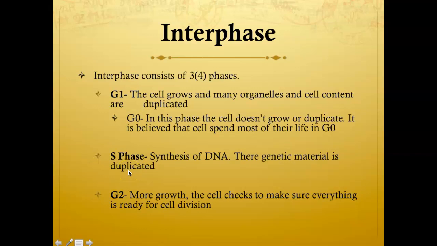S phase, S stands for synthesis of DNA, so this is where the genetic information of the cell gets duplicated. And G2, this is where more growth happens, but this is also the checkpoint phase. So the cell checks everything to make sure that it is ready for division to take place.